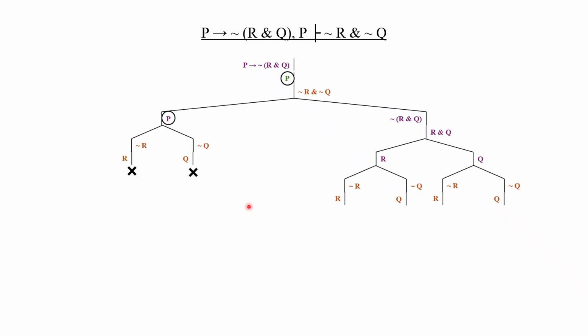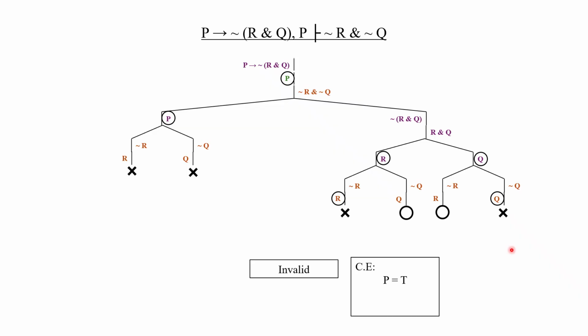If we look at this one here, I've got an R on both sides, so that one will close off. Here I don't see anything that's on both sides of the tree. Same thing here. And then I do have Q's on both sides, so that will close off. So this one is also going to be invalid. We'll need a counterexample. So I just picked the one where P is true because it's on the left hand side. Q is true, it's on the left hand side. R is false because it's on the right hand side.